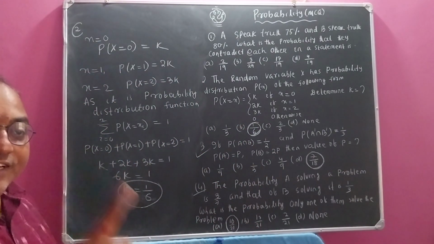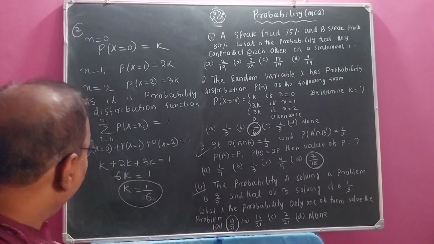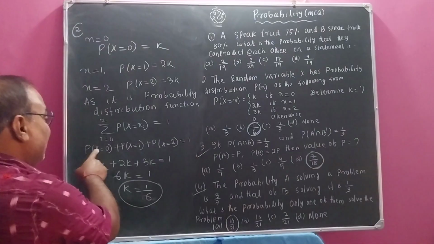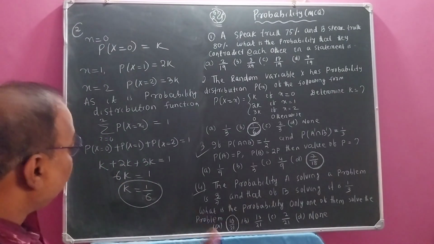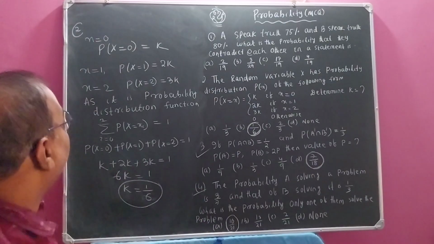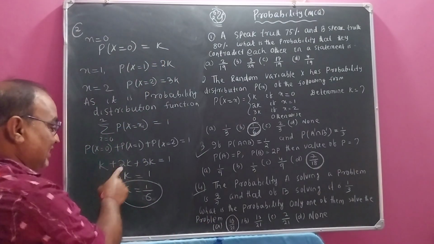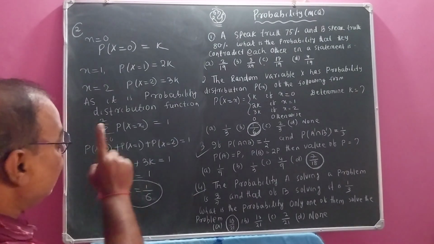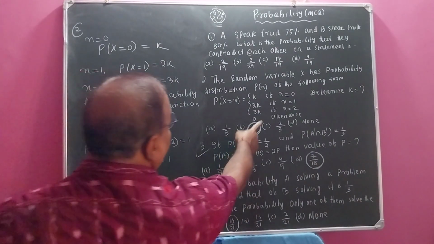As it is a probability distribution, so the sum of the probabilities must be equal to 1. Probability of x is equal to 0 plus probability of x is equal to 1 plus probability of x is equal to 2 is equal to 1. It is k, it is 2k, it is 3k. 3k plus 2k plus k, 6k is equal to 1. k value is coming out 1 by 6. So this is the answer of the question.